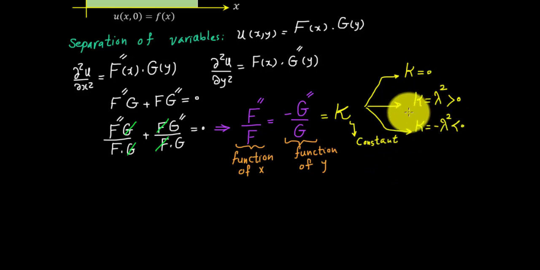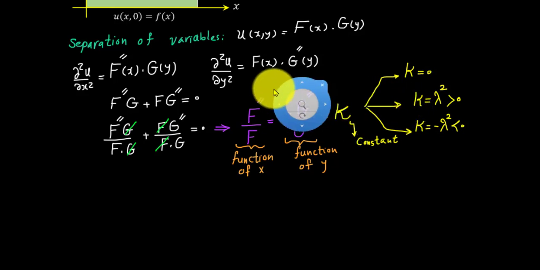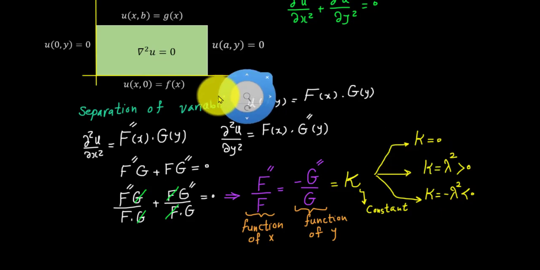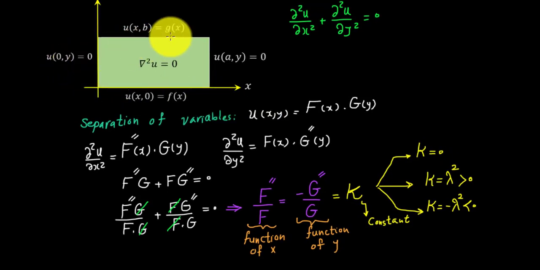So with these three possibilities, we have to find out which one of these three cases is consistent with these Dirichlet boundary conditions. I would say 95% of the time, the boundary conditions that are 0 are the ones we need to focus on to be able to determine which of these three cases would work.